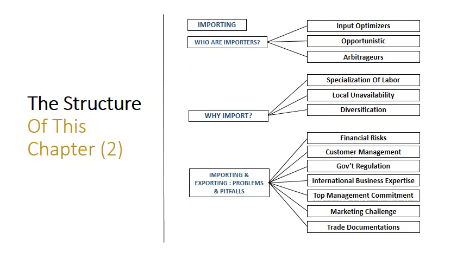Now this is the structure of the importing part of this chapter. The introduction to importing, what importing is, and so on. Next, who are the importers? So the characteristics of importers. There are three characteristics, three types of importers. You can see it in the summary. So now you know there are three types of importers. Not all importers are the same. Next, the reasons why they import: specialization of labor, local unavailability, and diversification.